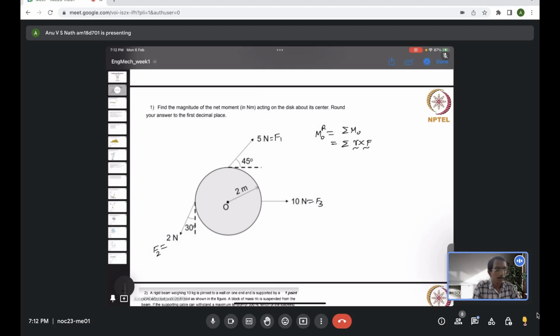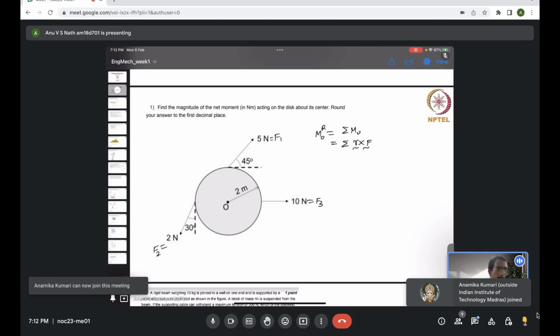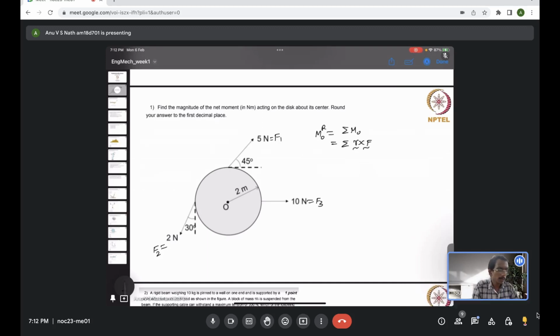So we have to bear in mind that the direction in which the moment is acting can be either clockwise or anti-clockwise. Depending on that, we have to use a sign convention. We can choose either counterclockwise as positive and clockwise as negative, or the other way. Whatever convention we choose, just stick to that convention.